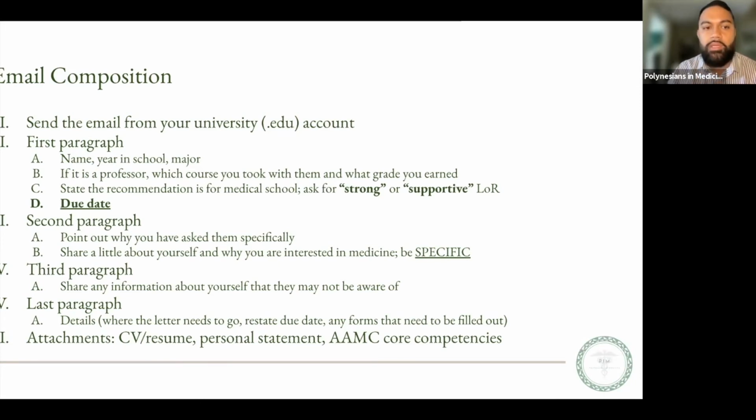And another important thing you want to include is the due date. Make sure you say that at the beginning, and also you'll see here in the last paragraph to remind them of the due date, just so that they can make sure they're giving themselves enough time for that.